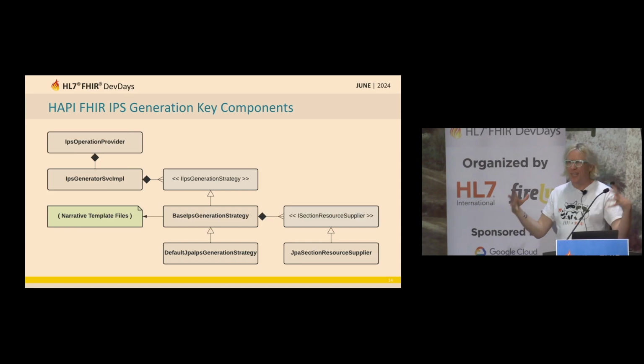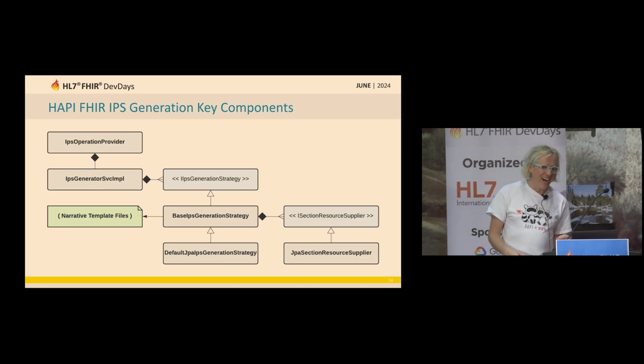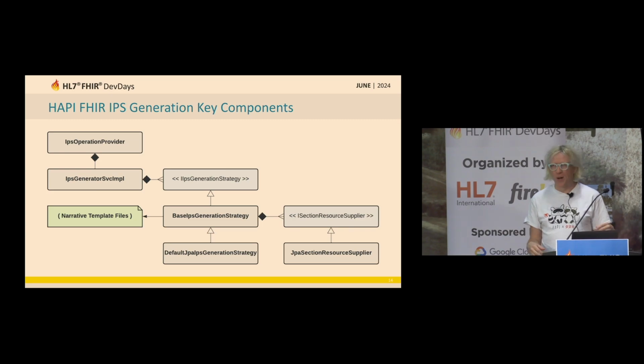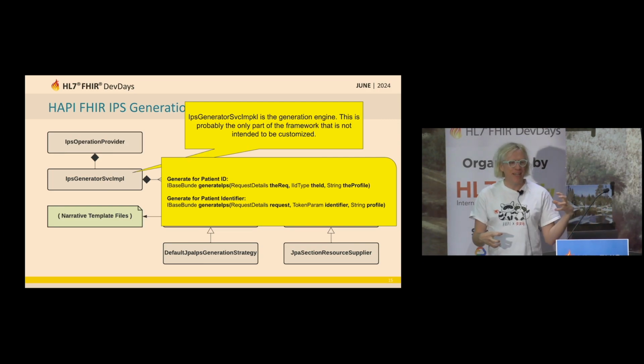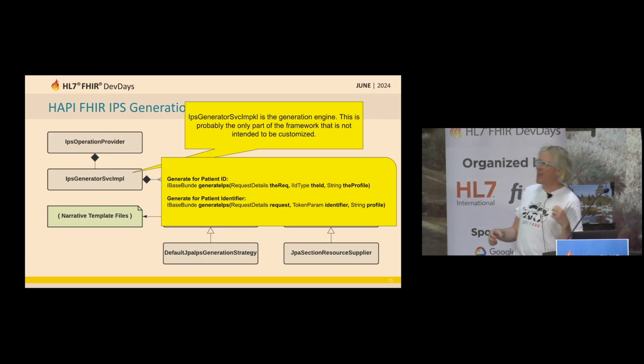These are all of the players when you're trying to create one of these documents. I'm going to walk you through a couple of these, and this is the one part of this talk where we're going to look at a tiny bit of code. First off, there is one class that is the engine that drives everything. It's called IPS Generator Service, and oh god, there's a typo on there. That should say IMPL. That's what I get for not proofreading, I suppose. Anyhow, that's the generation engine.